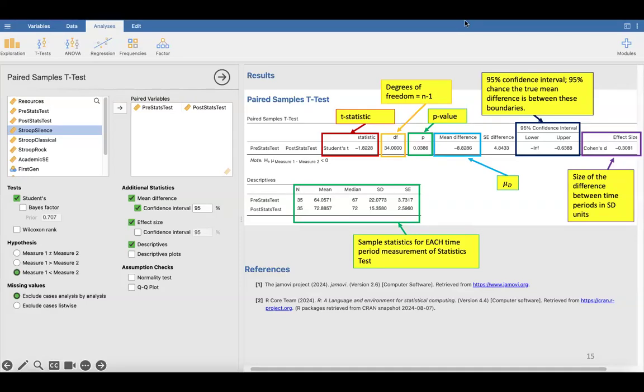In the next video, I'll talk about how to write about this in APA style for the most basic format. And then that will be it for dependent and paired samples t-tests.